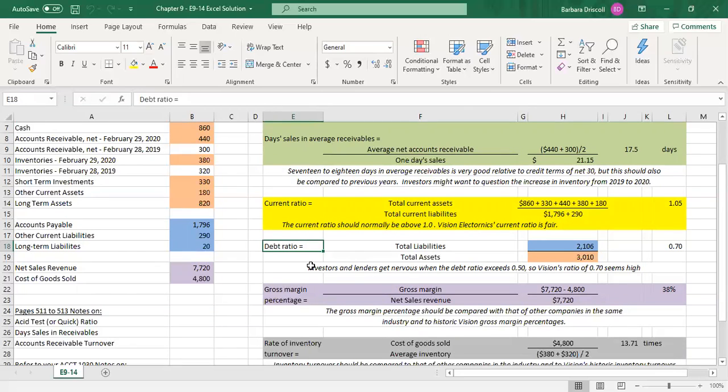Here we take our total liabilities, which I've indicated in blue, which is our accounts payable, other current liabilities, and long-term liabilities, divided by our total assets, which was all of our current assets, which we used above, plus our long-term assets, which gives us a ratio of 0.7. Here, we are given the notation that investors and lenders get nervous when the debt ratio exceeds 0.5. So Vision's ratio of 0.7 seems high. It's above the 0.6 safe threshold that the textbook indicates.